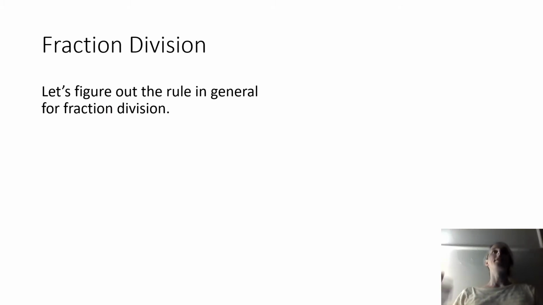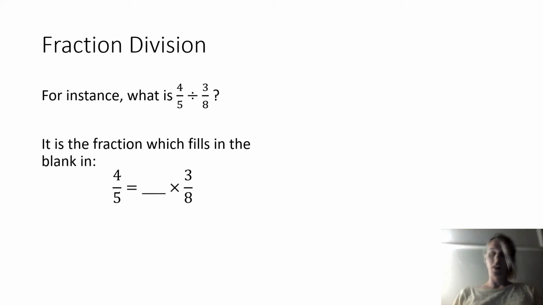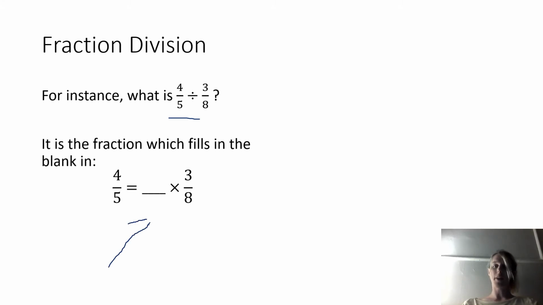So let's derive in general the rule for fraction division, which you may remember from school. We did one example from scratch: 6 divided by a half. Now we want to be able to answer 4/5 divided by 3/8 from scratch. We're going to derive that fraction division. So like before, what is 4/5 divided by 3/8? It is the fraction which fills in the blank in this equation.